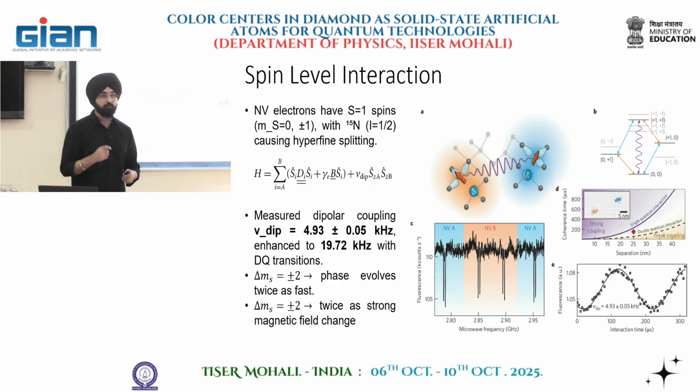So what happens here is instead of going from ms equals 0 to plus or minus 1, we choose to go from ms equals 1 to minus 1. We now work with ms equals 1 and minus 1 and discard ms equals 0 for the time being.